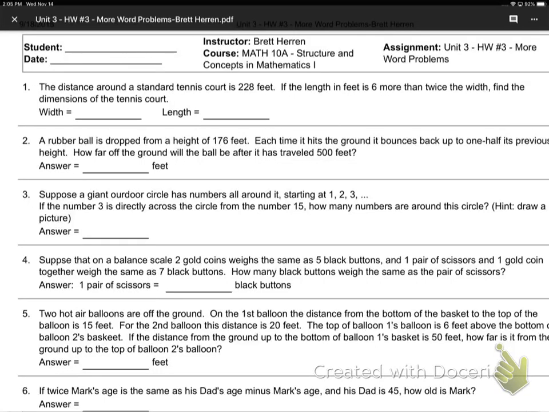Yeah, find the dimensions of the... oh, and plus they have width and length. Yeah, so that's helpful too. That's right, it says width and length. So they want the width and the length. I didn't even notice that. All right, good. Yeah, so they want the width and the length.